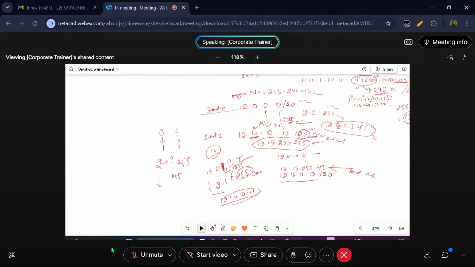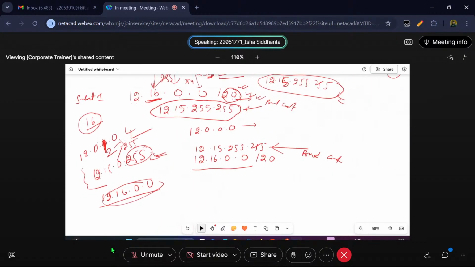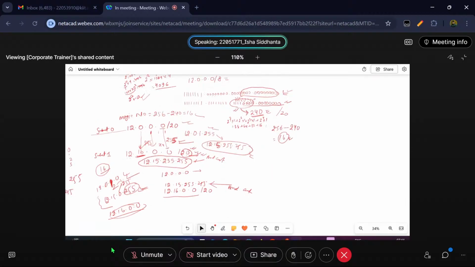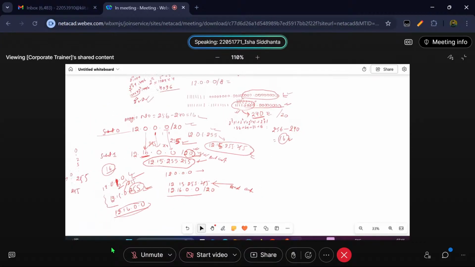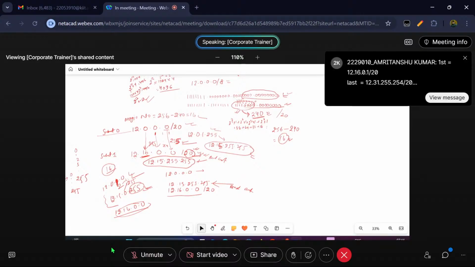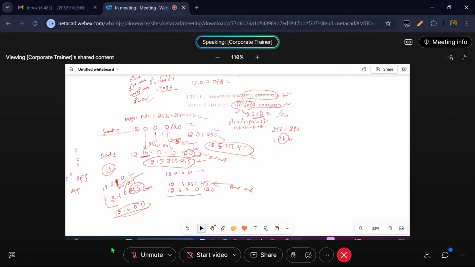Did you understand? Who has asked this question? Have you understood about the magic number? Yes, sir. That means the changes in the second octet will not be considered. No, because see, just think of it, if you consider the second octet changes, what will happen? The second octet value you got is 255, and if you subtract it from 256, what value do you get? 1 only. Yes, sir. So 256 minus 255 gives 1.